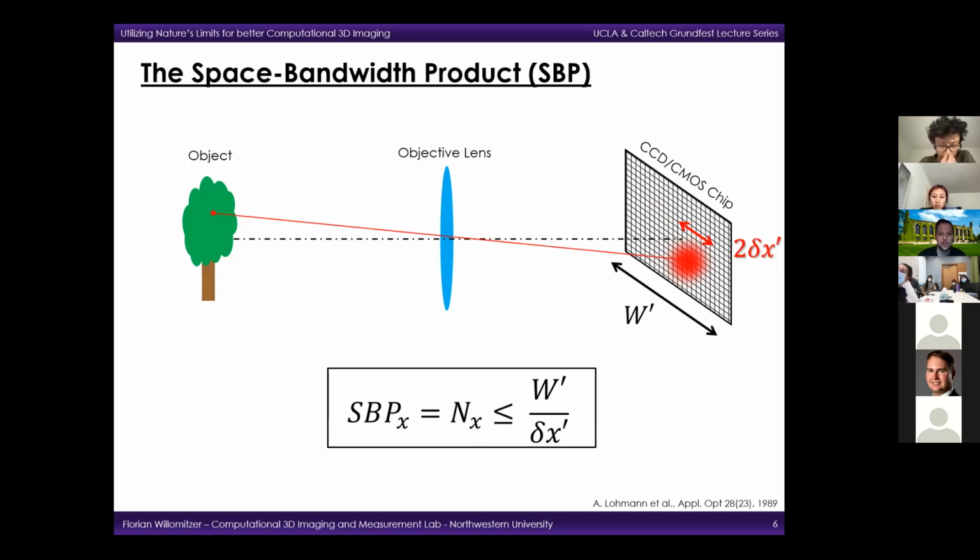And what I just told you is already the basic recipe for how to optimize optical systems. What you do is you identify the bottleneck of the information that flows through the system. And then you look at how far you can improve this component without hitting any physical limit.